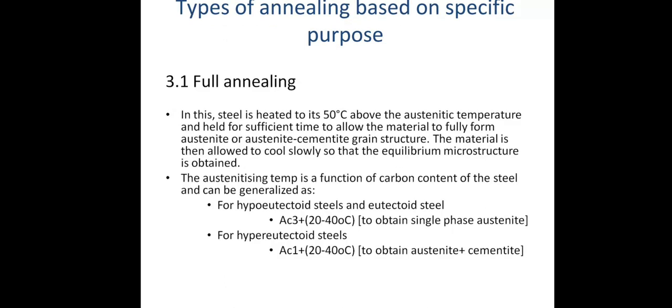And types of annealing based on specific purpose. Full annealing. In this annealing, steel is heated to 50 degrees centigrade above the austenite temperature and held for sufficient time to allow the material to fully form austenite or austenite-cementite grain structure. The material is then allowed to cool slowly so that the equilibrium microstructure is obtained. The austenitizing temperature is a function of the carbon content of the steel and can be generalized as hypoeutectoid steel, eutectoid steel, and hypereutectoid steel.